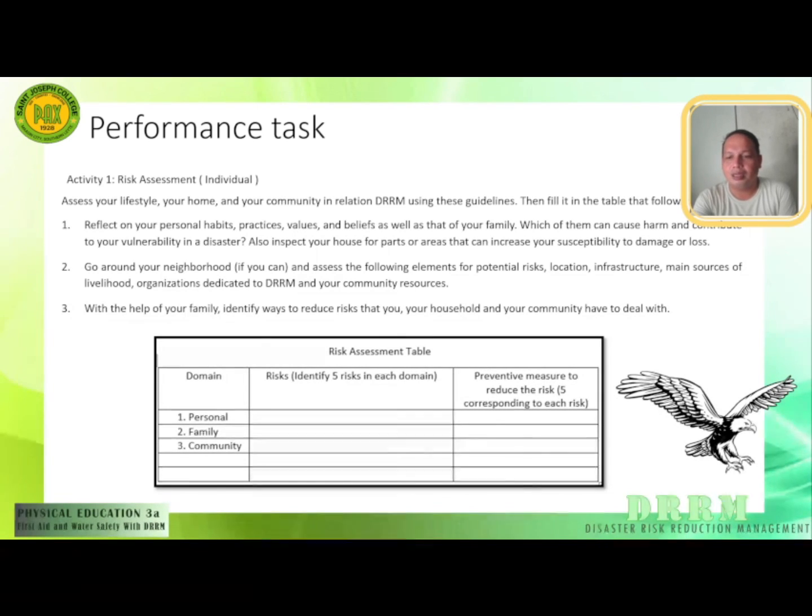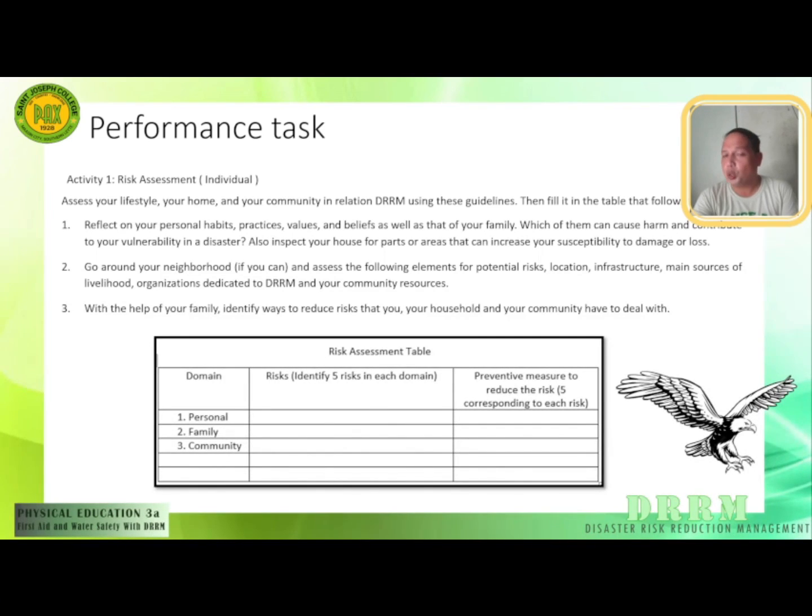For example, if ever naay bagyo, then maguba ang inyong balay, naa ba mo'y family gawas nga makahelp ninyo for rebuilding your houses or providing relief goods? Accessible ra ba ang Red Cross sa inyong community, or accessible ra ba ang DRRM sa inyong municipality or barangay level? Naa ba'y responders o response team sa inyong barangay or sitio every time naay accident or disaster?